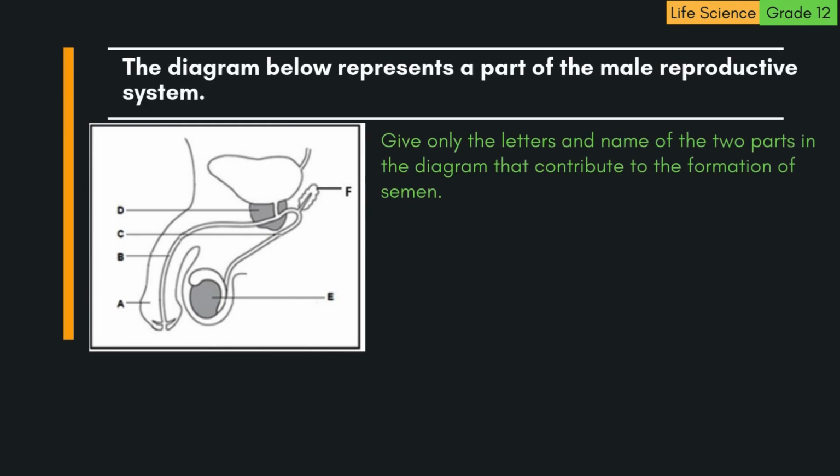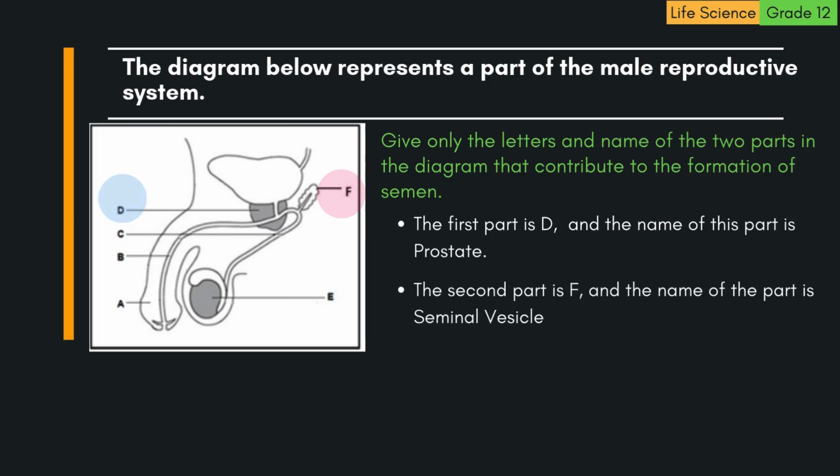Question. Give only the letters and name of the two parts in the diagram that contribute to the formation of semen. The first part is D, and the name of this part is prostate. The second part is F, and the name of the part is seminal vesicle.